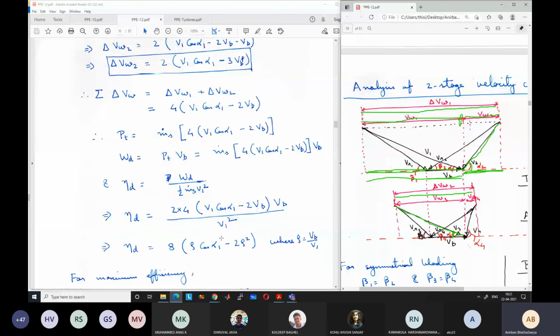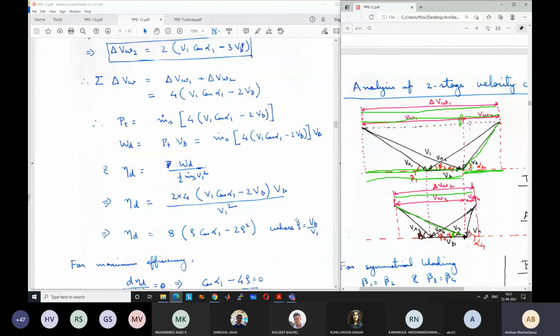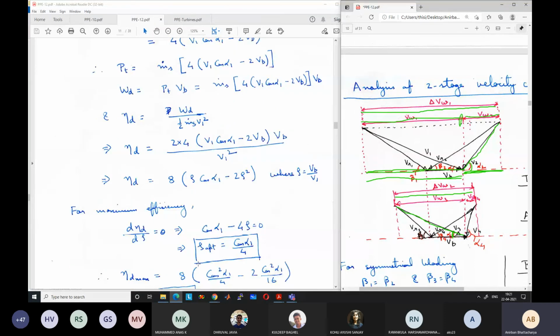Okay. So again defining rho as the velocity ratio Vb by V1, we get eta d is equal to 8 rho cos alpha 1 minus 2 rho square. Okay, this is the efficiency. For maximum efficiency, you can again take a derivative of efficiency with respect to rho and equate it to 0. You will get cos alpha 1 minus 4 rho is equal to 0. Or rho optimum is equal to cos alpha 1 by 4.